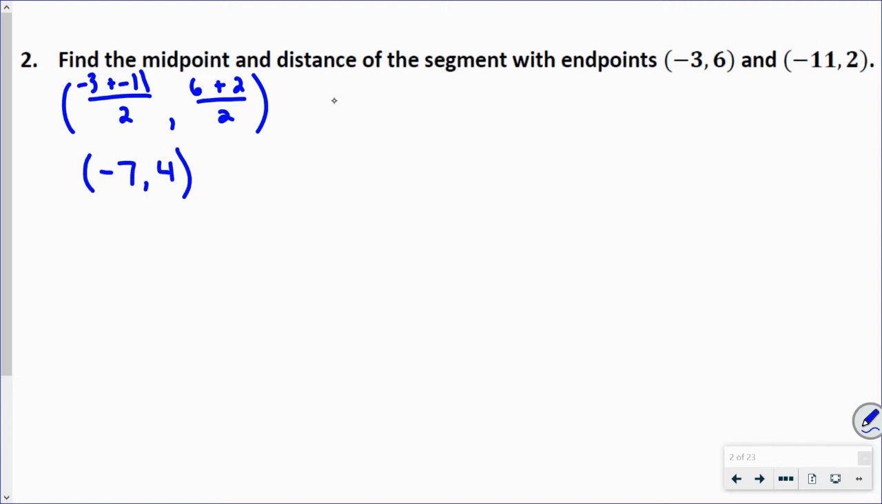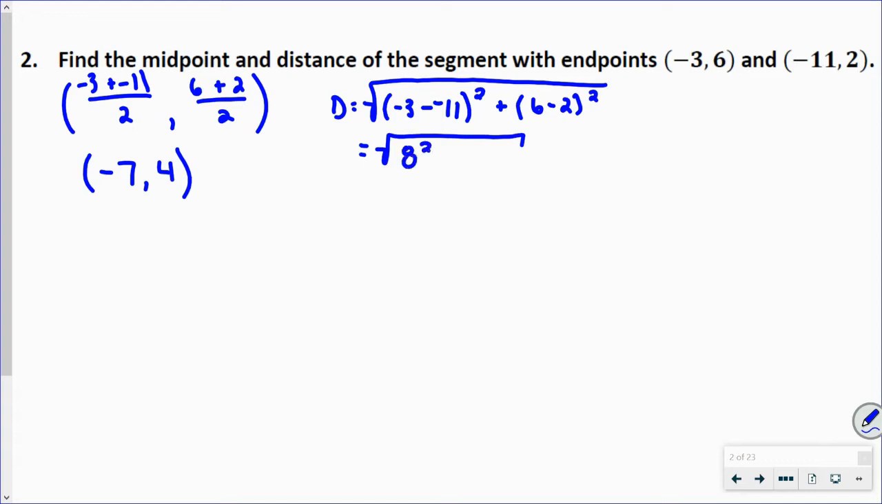For the distance formula, that is the square root of you're going to take and subtract your x's. Now, it doesn't matter which direction or which number you start with, as long as whatever you do with x, you do with y. So we can say -3 minus -11 squared plus 6 minus 2 squared. -3 minus -11, this would end up being plus. So -3 plus 11 is 8. So you have the square root of 8 squared plus 6 minus 2 is 4.